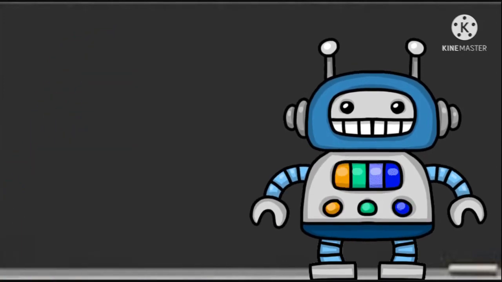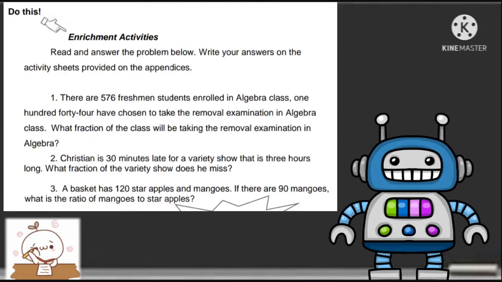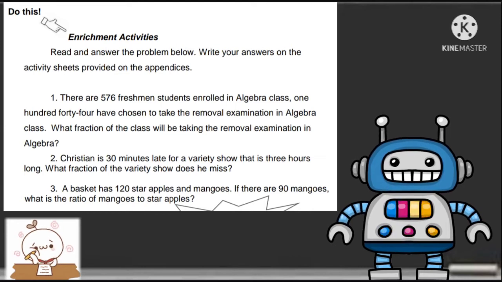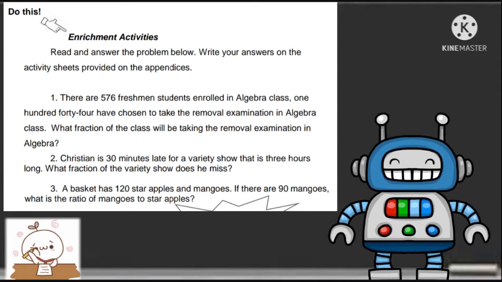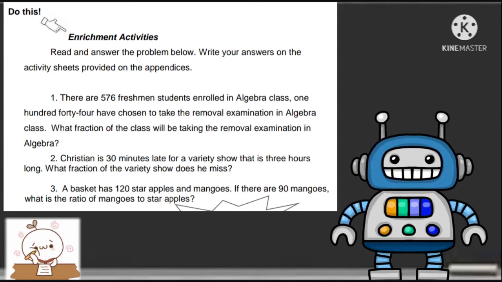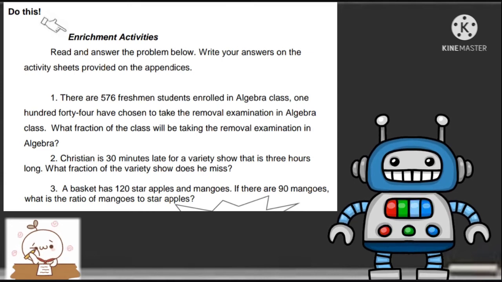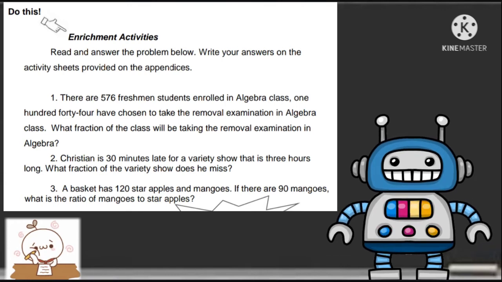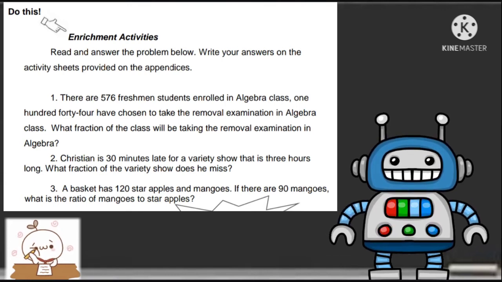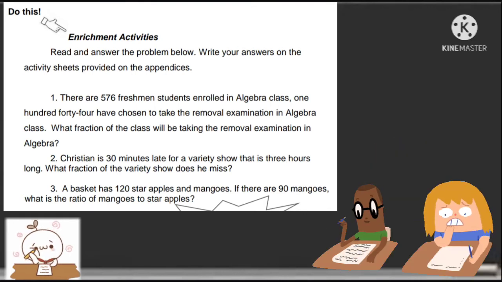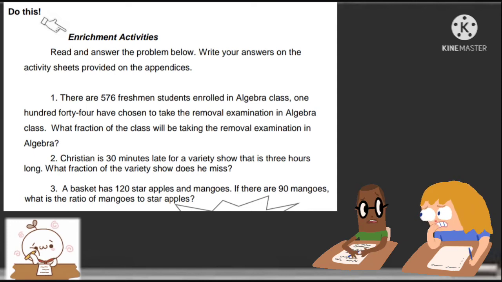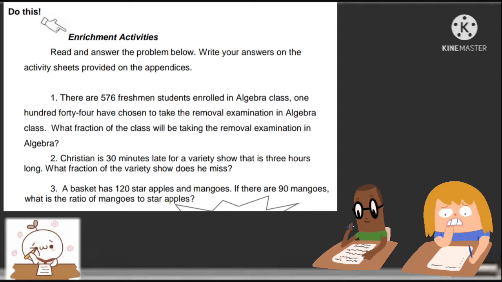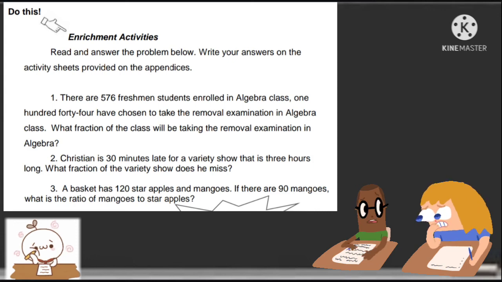Yes, sure, Teacher Elaine. Read and answer the problem below. Write your answers on the activity sheets provided in the appendices. You are given 15 seconds to answer. Number 1. There are 576 freshman students enrolled in algebra class. 144 have chosen to take the removal examination in algebra. Question: What fraction of the class will be taking the removal examination in algebra?